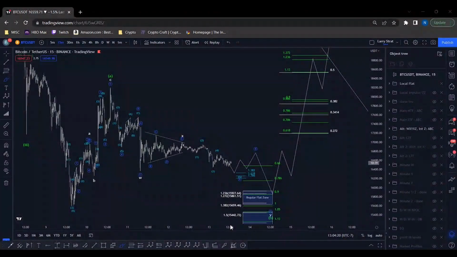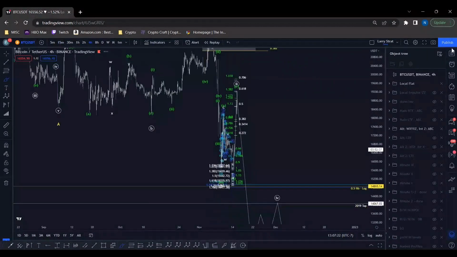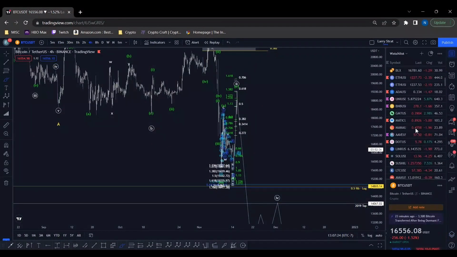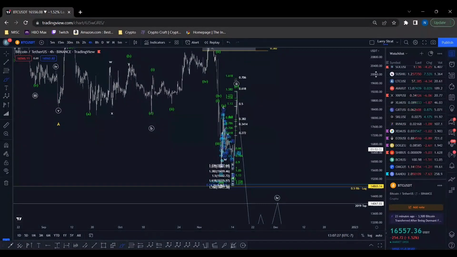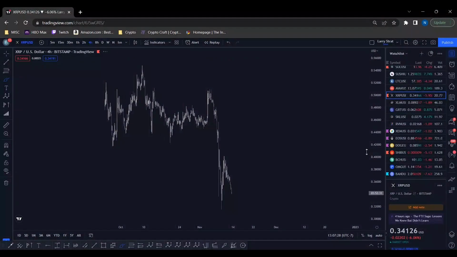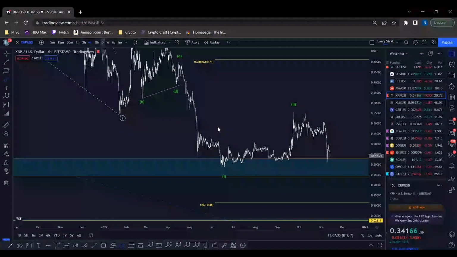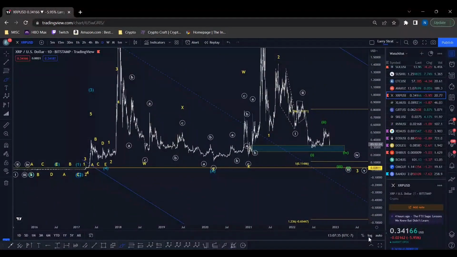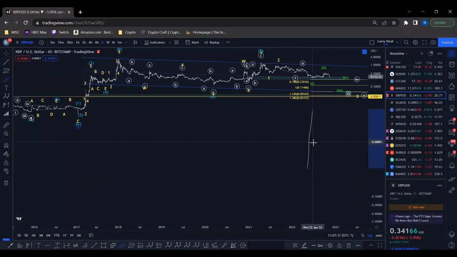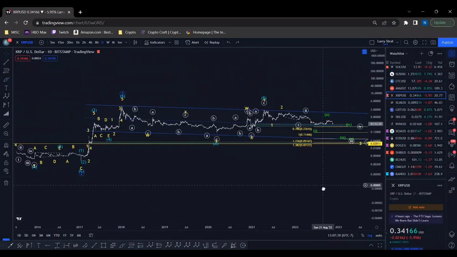Did you take a look at XRP yet? No, I've been slacking on that one. I guess we could just take a really quick look at it. XRP has just been a problem child for me. Let's take a look.